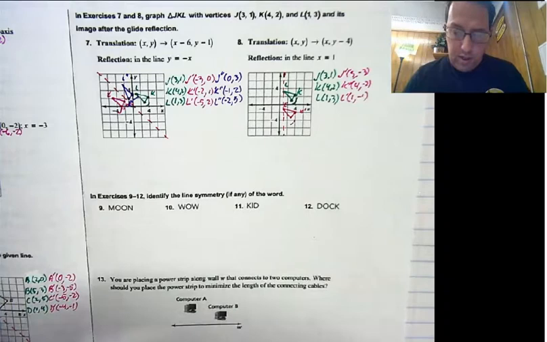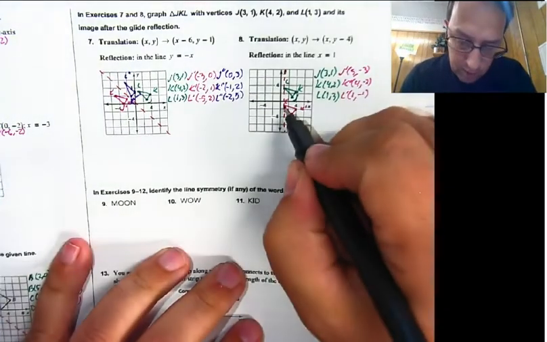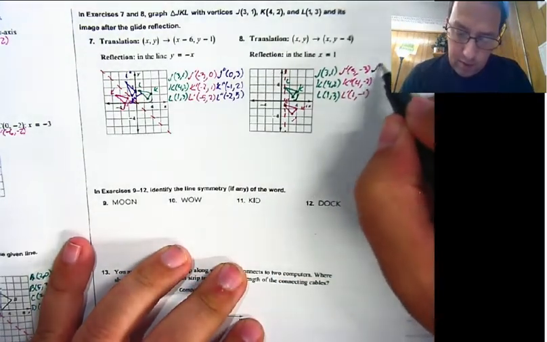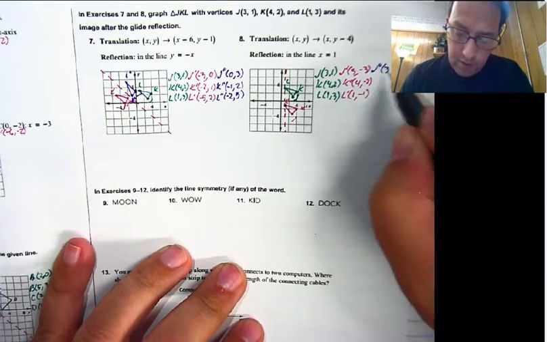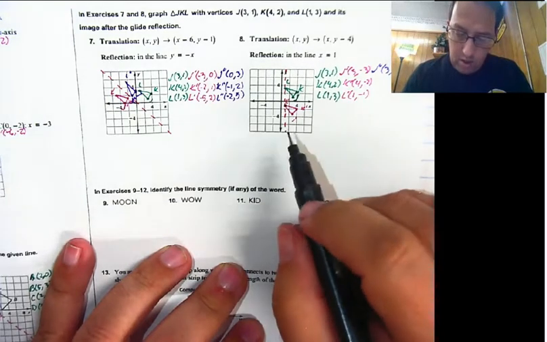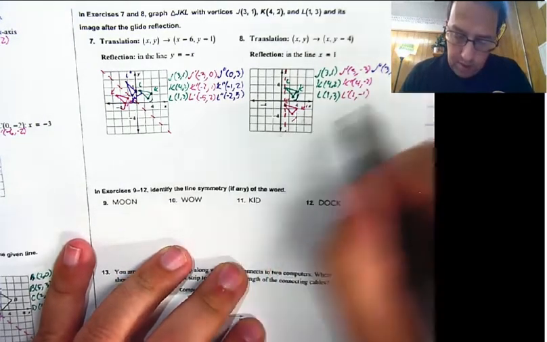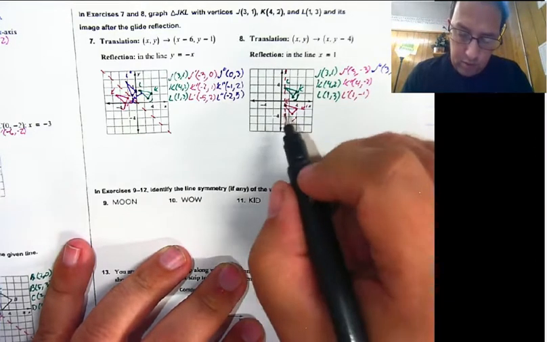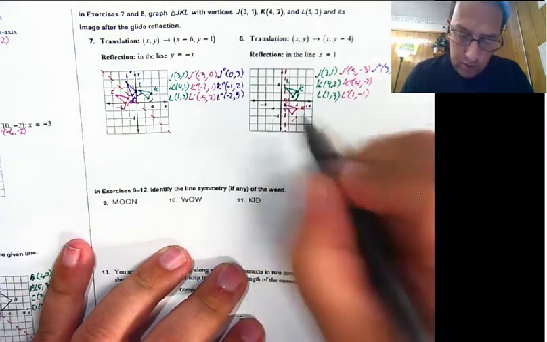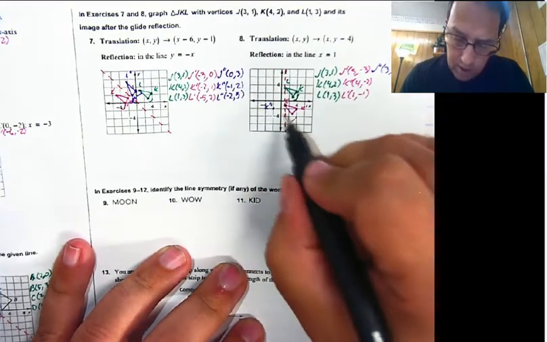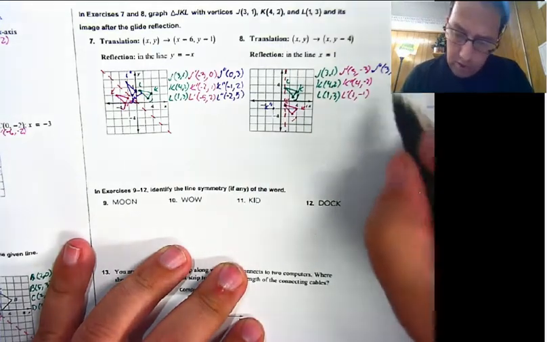J prime is how far away from the line of reflection? Well, J prime is actually on the line of reflection, isn't it? And since it's on the line of reflection, it's not moving. So J prime prime is going to be at the same place. 3, negative 3. Doesn't move. All right. K prime is 1, 2, 3 units to the right, so we're going to move it 1, 2, 3 units to the left. And there is K prime prime, and that is at negative 2, negative 2.